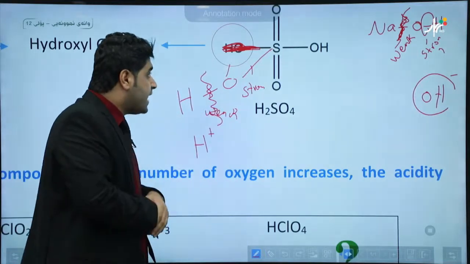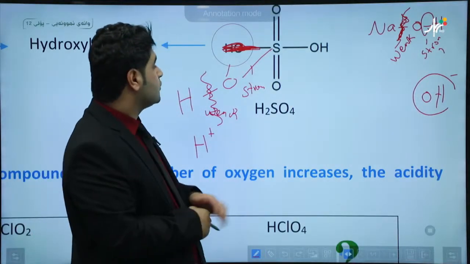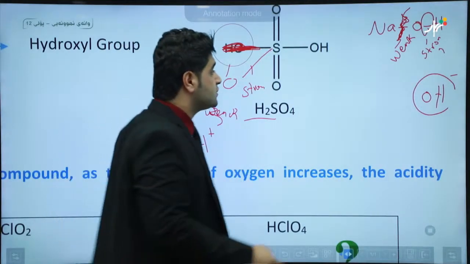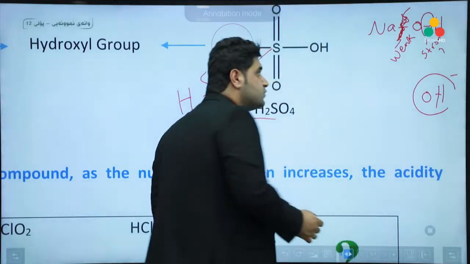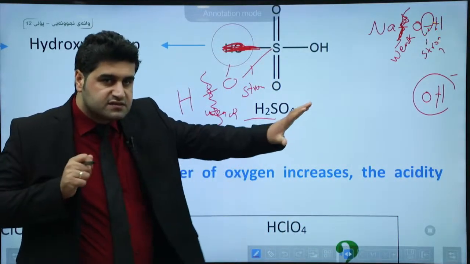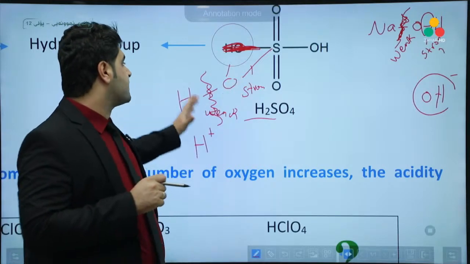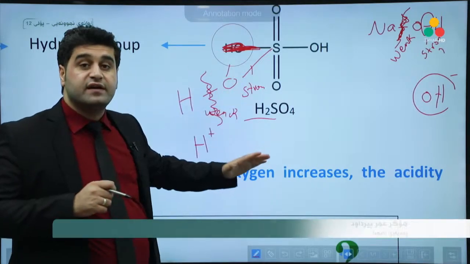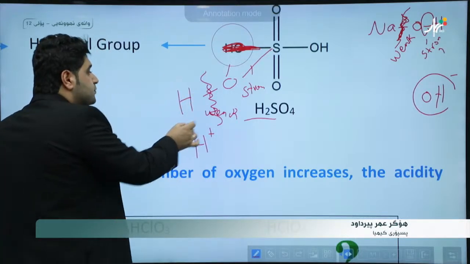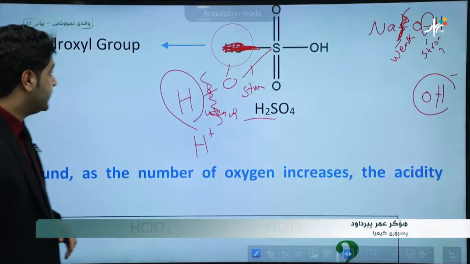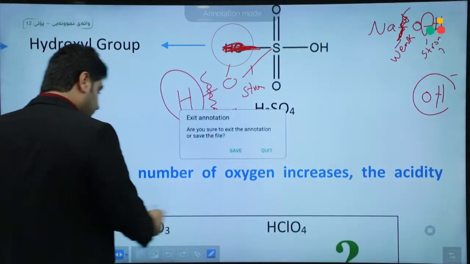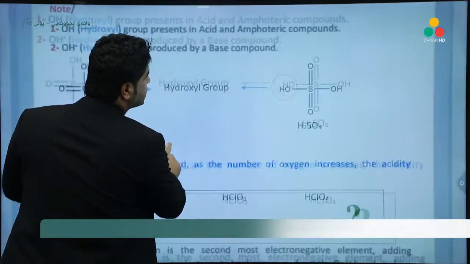That's the point. Why we don't get OH in the aqueous solution of strong acids, but for base, yeah, we can get. Because in a base, the bond between OH and a metal is very weak. It can be broken easily, but for the acid, the bond between H and O is very weak, so it can be easily broken, producing H plus. That's the point. And actually, we have a consequence, so I'll mention it for you.